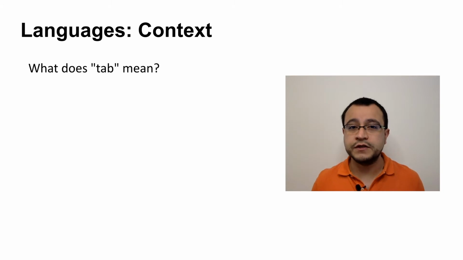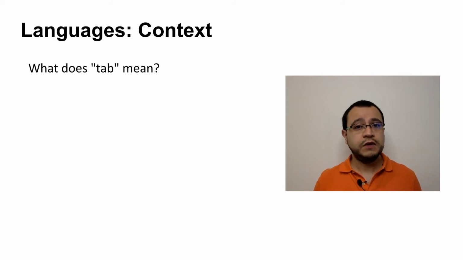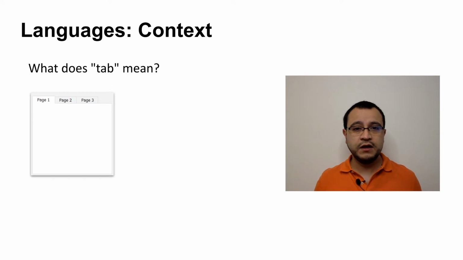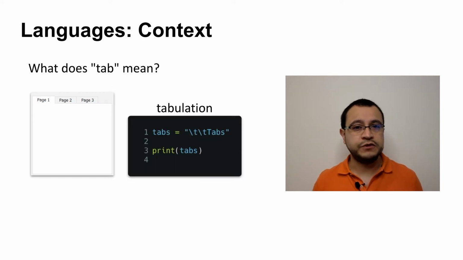Languages also have context. What do we do when we have a word that is spelled the same way and sounds the same way? How do we know what it means, or how is it supposed to be used? Well, here's where context comes into play. What does the word "tab" mean to you? Is it a UI element or widget? Or perhaps it's a symbol that you use in your code editors, tabulation. Finally, if you're into music and string instruments, you may be thinking about tablatures.